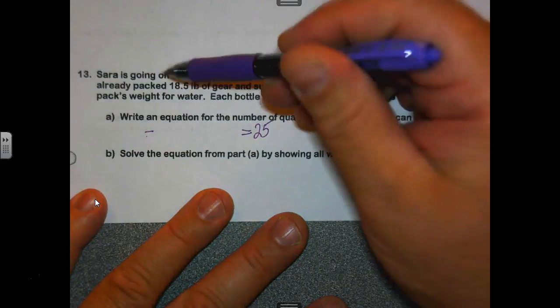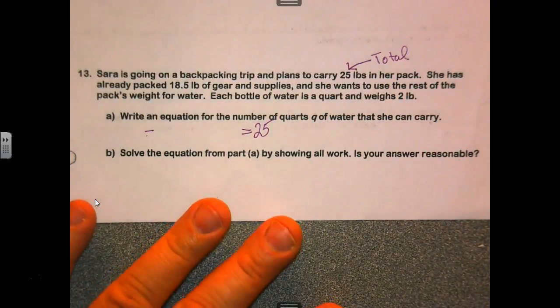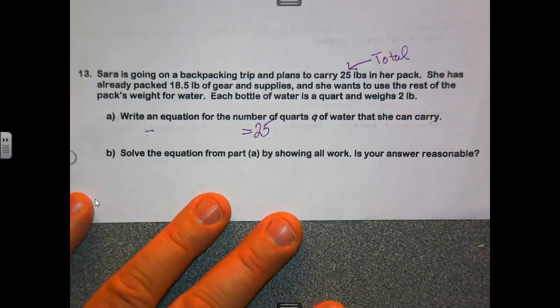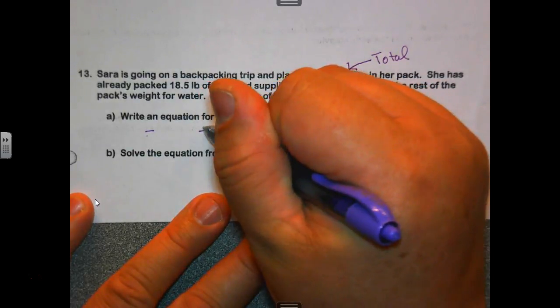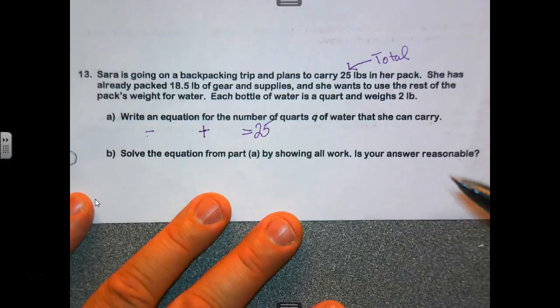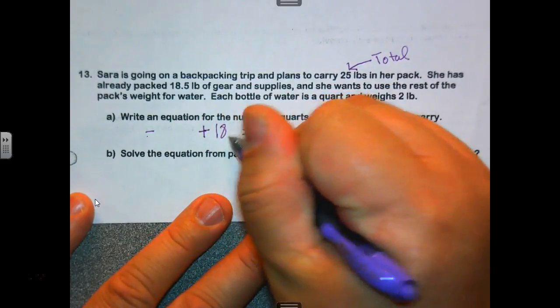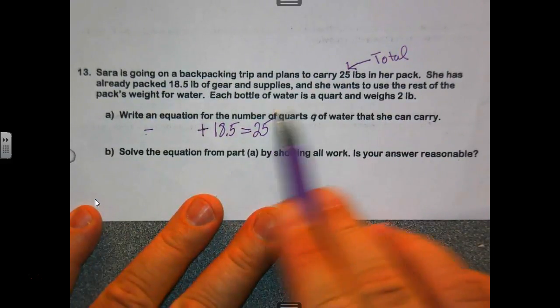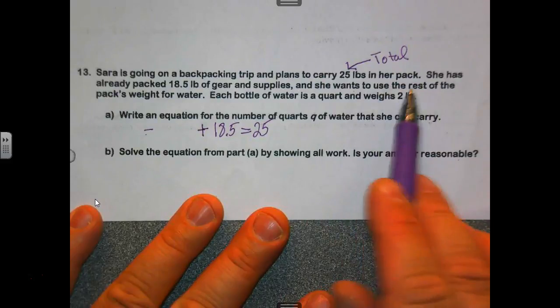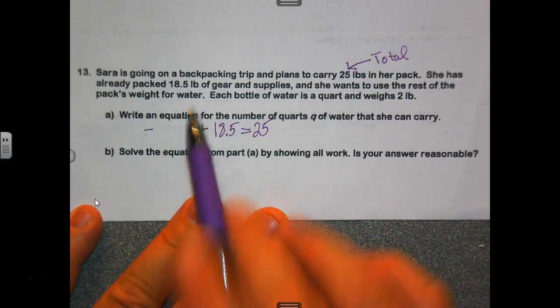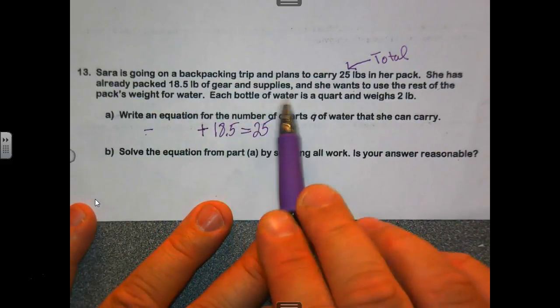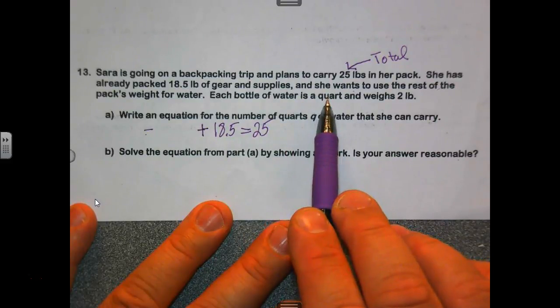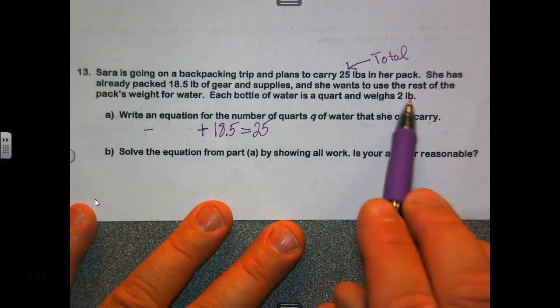She has already packed 18.5 pounds of gear. So here's our 18.5 pounds of gear. We're going to add it to, it looks like water. And she wants to use the rest of the pack's weight for water. Each bottle of water is a quart and weighs 2 pounds.